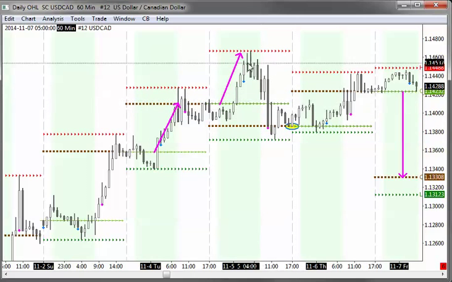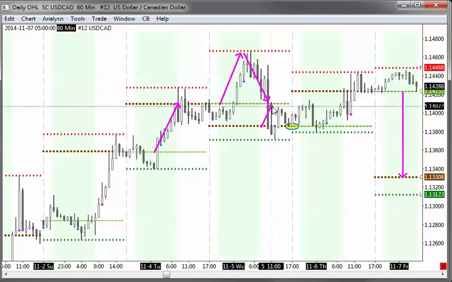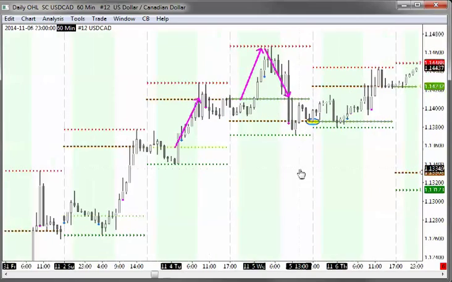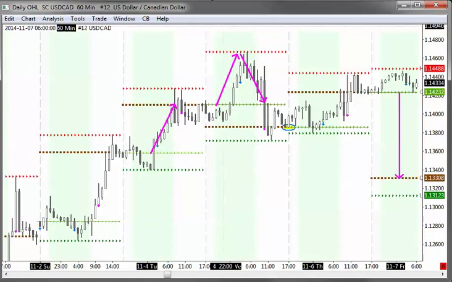When we get back up, we break through the open, and then we come back and test the open. You're not going to see this run up that way, and it may run up that way, but it's not going to happen on the same day. So what I've got to do here is learn to wait for the next day to get the move.